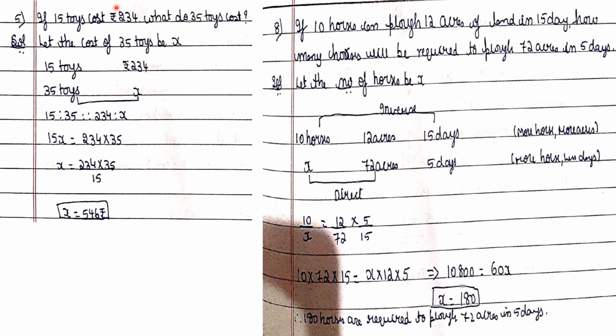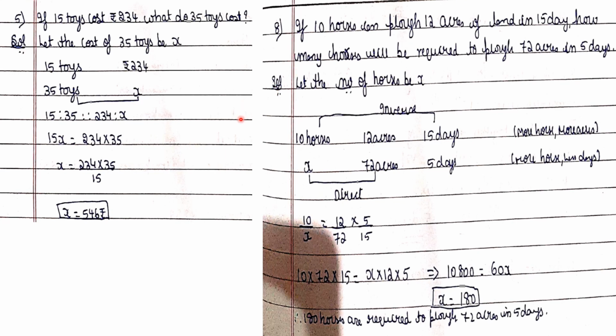Next question, if 15 toys cost rupees 234, what do 35 toys cost? You don't know how much it will cost, so the cost of 35 toys will be taken as x. If 15 toys take rupees 234, obviously 35 toys would take more than that, so it is a direct proportion. So you will write 15 is to 35 and 234 is to x. So 15 into x is equal to 35 into 234. So x is equal to 234 into 35 divided by 15. X is equal to 546.